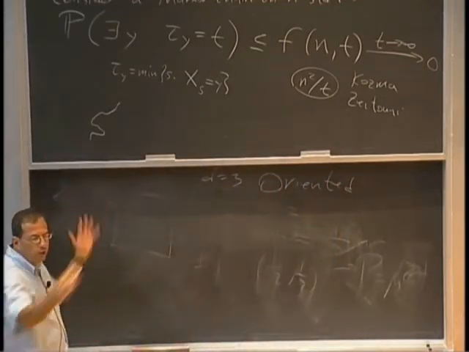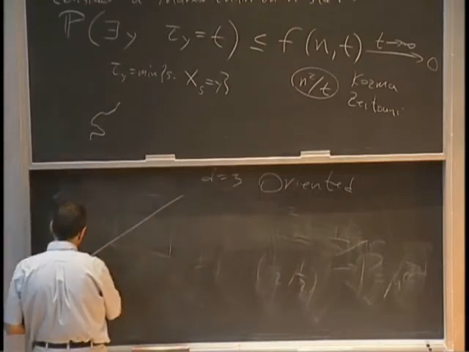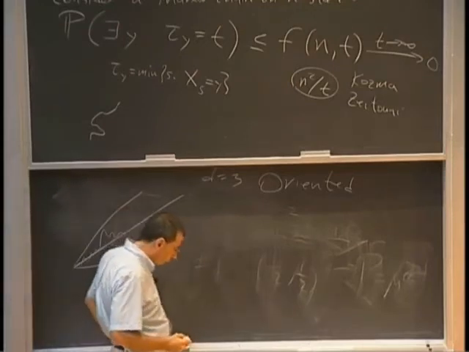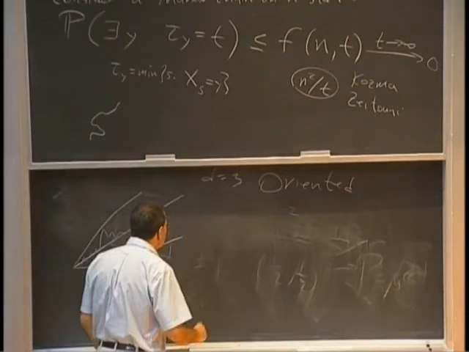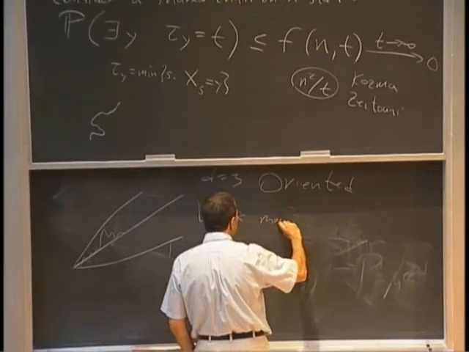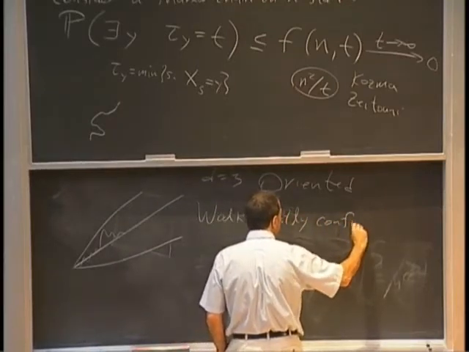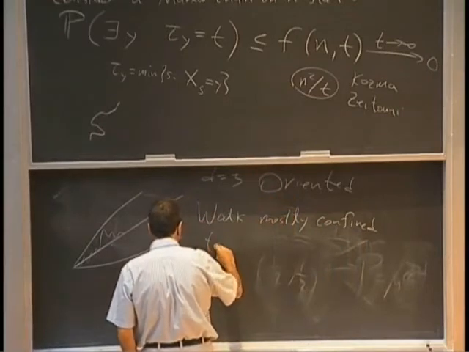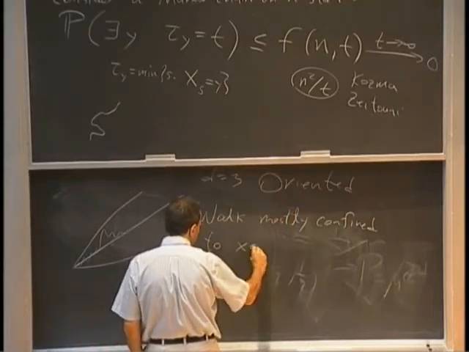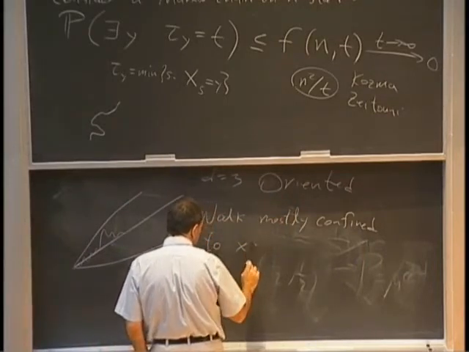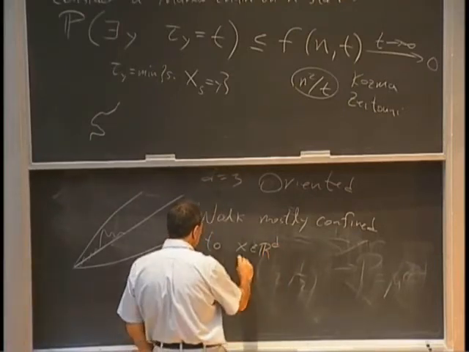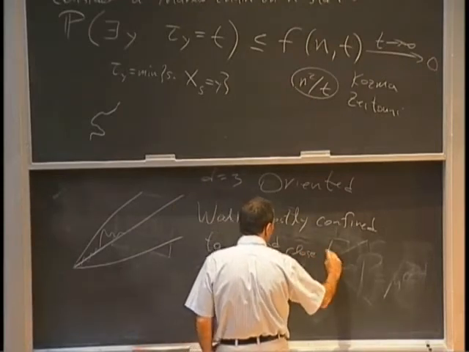The walk is not really exploring all of space. It's staying quite close to the diagonal. Right, so the walk is mostly confined to the points close to the diagonal.